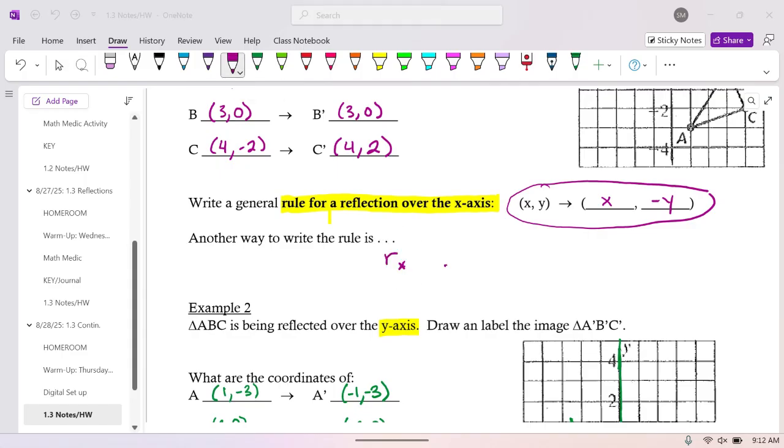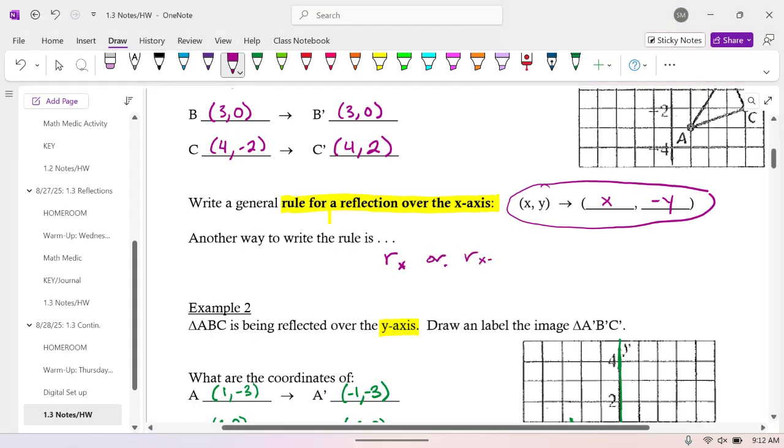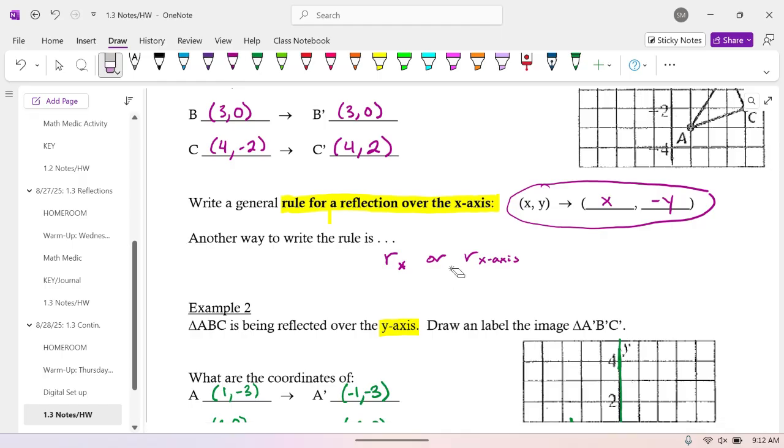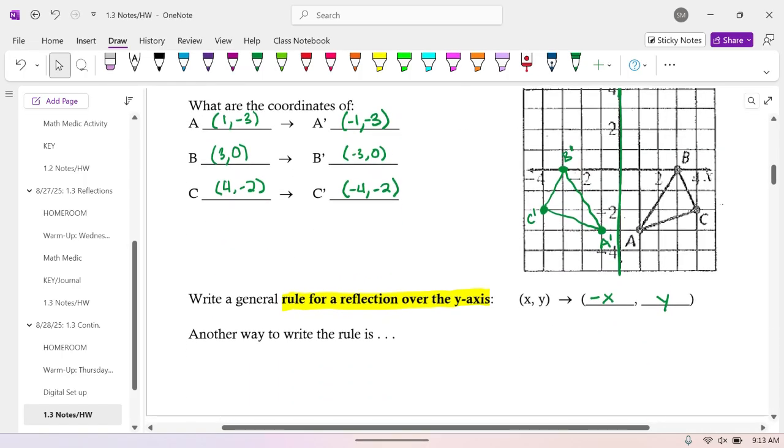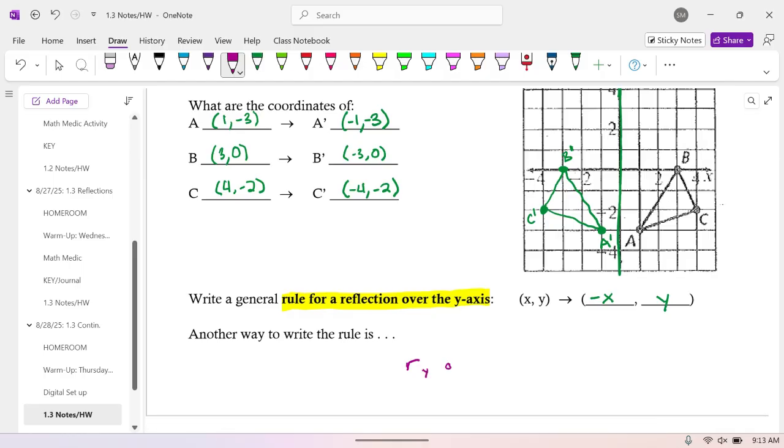So you say that or r x-axis. I've seen it both ways. Sometimes they spell out the word axis, a lot of times they don't. So when you reflect over y, similar thing, lowercase r with a y in the subscript, or you'll see lowercase r and then the whole spelling out of y-axis.